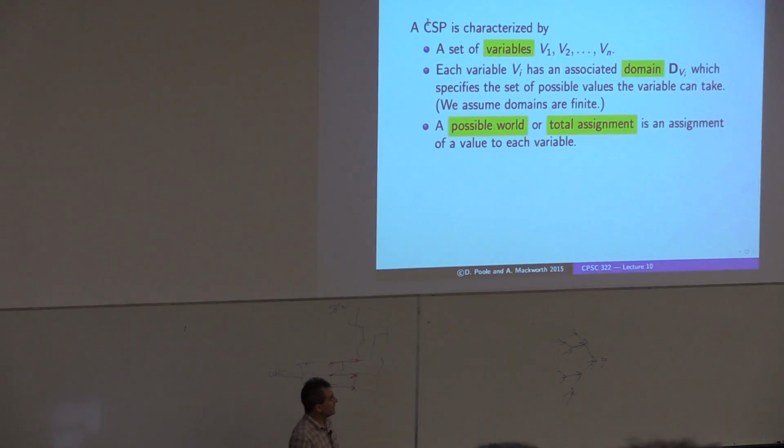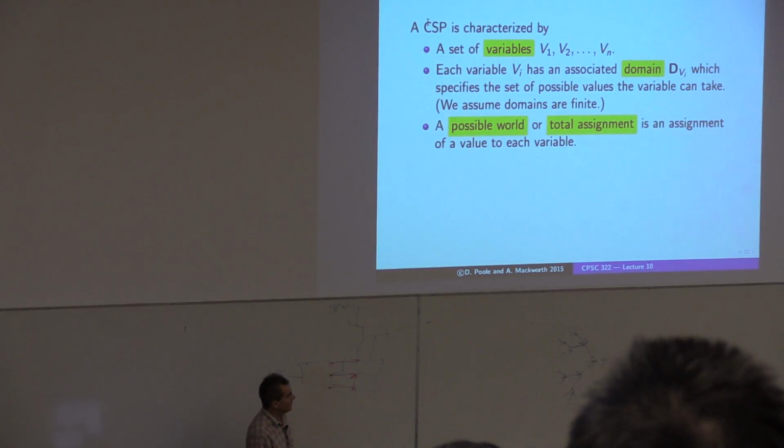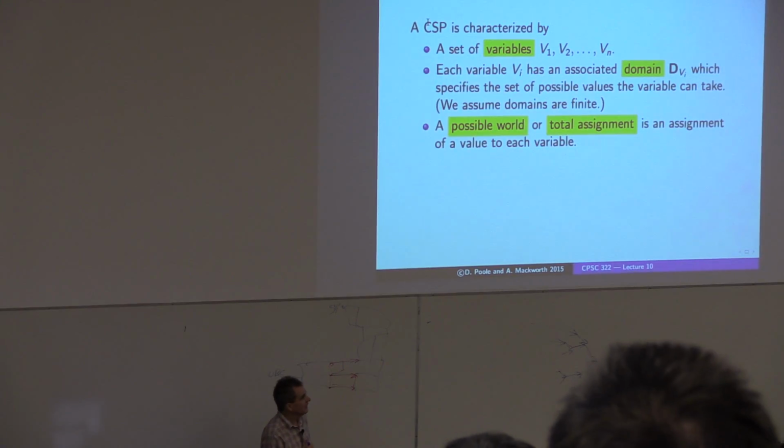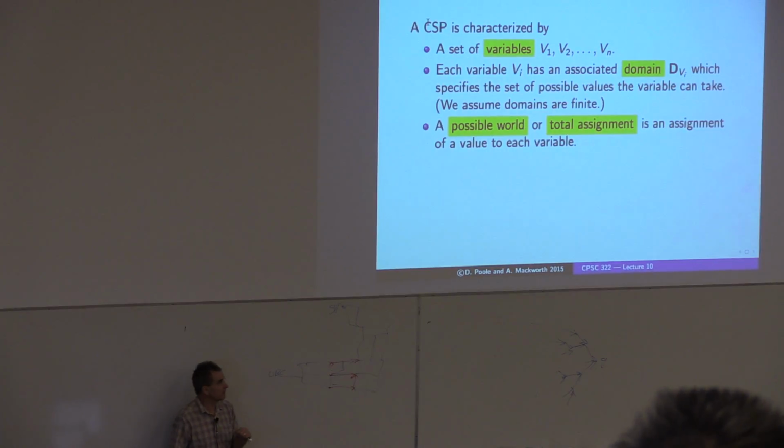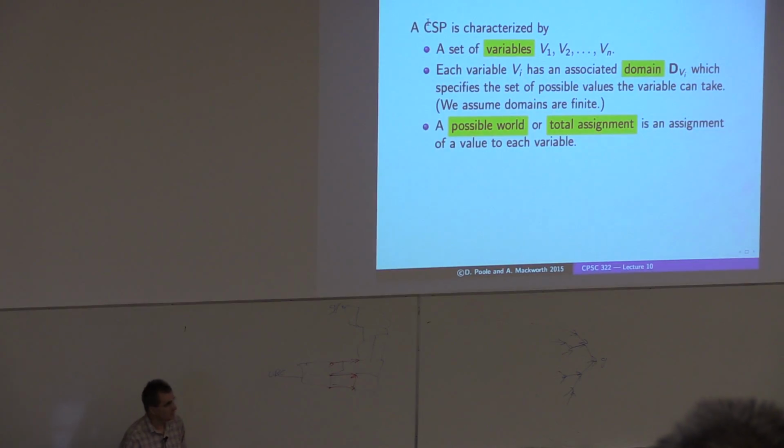Right, so a CSP is characterized by a set of variables, which we're going to assume are finite, there are just n of them. Each variable has a domain which specifies the possible values the variable can take, and here we're going to assume they're finite. We're going to have a possible world, sometimes called a total assignment, which is an assignment of a value to each variable. Or sometimes it's just called worlds.